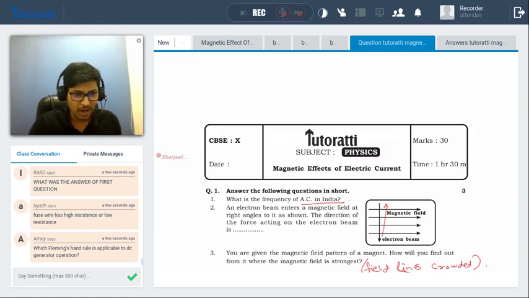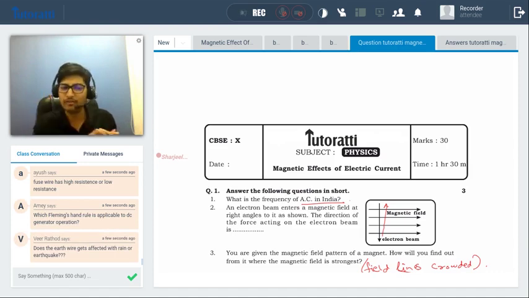Which Fleming's hand rule is applicable to DC generator? Right hand. Fleming's right hand, hands down. Does the earth wire get affected with rain or earthquakes? No way. If it is properly grounded and everything, it should be okay. There should not be an issue.